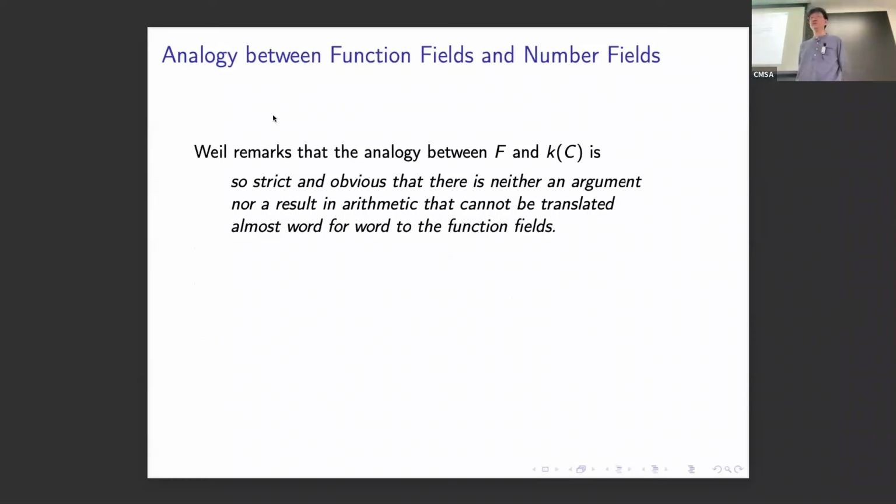Yeah, I didn't review these slides before the lecture, so I'm not completely sure what comes after what. But anyways, when he writes about this analogy, he makes the following remark: that the analogy between number fields and function fields is so strict and obvious that a result in arithmetic is almost word for word.